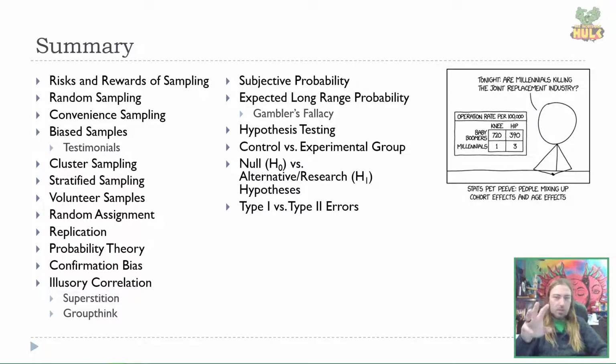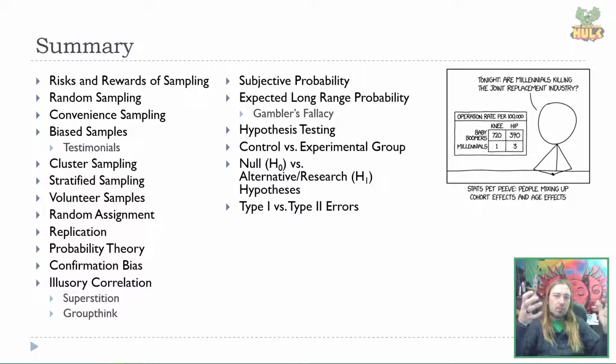So three videos for one lecture, starting with risks and rewards of sampling, random sampling, convenience sampling, all those things about biased samples, and then more about cluster and volunteer and stratified sampling. We talked about how after you get the sample, you then want random assignment so that you don't have any bias in what individuals end up in which groups of your experiment, right? Helps for replication, confidence in findings.